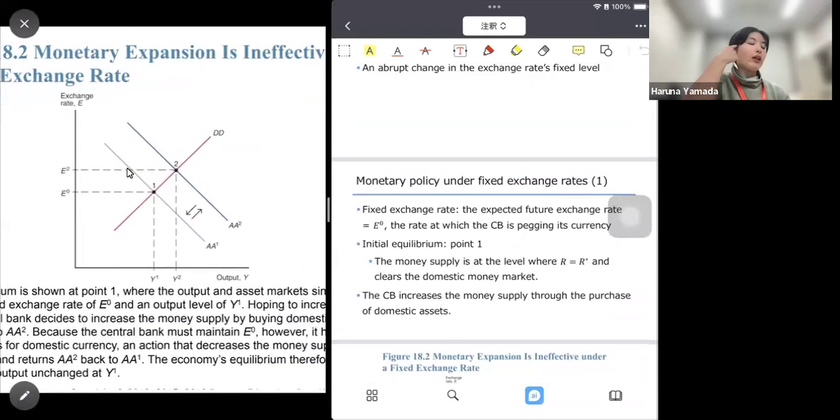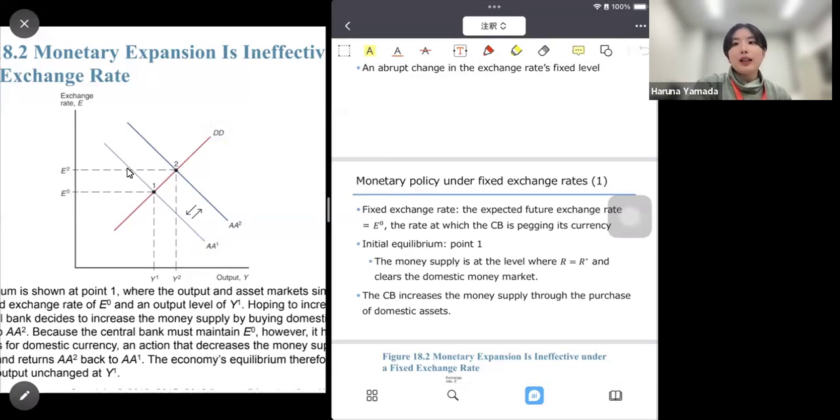This is the economic graph, and the initial equilibrium is at point 1 here. In this graph, the vertical axis is the exchange rate E, and the horizontal axis is output. There are two lines, DD and AA. So this graph is based on the DD-AA framework.